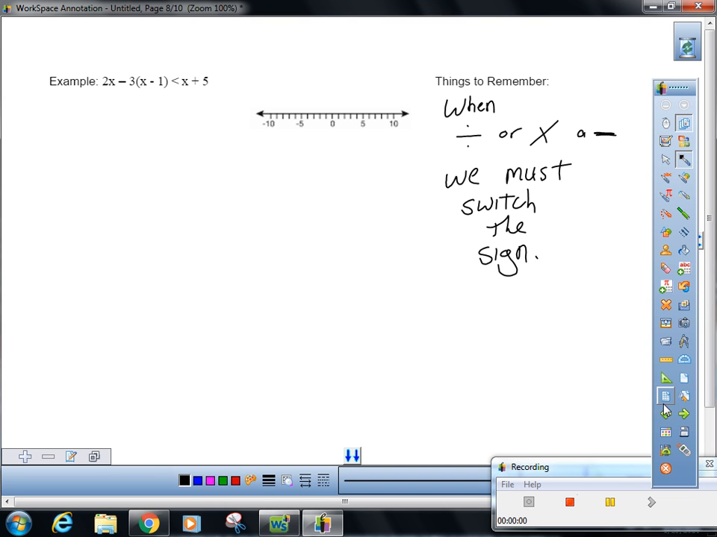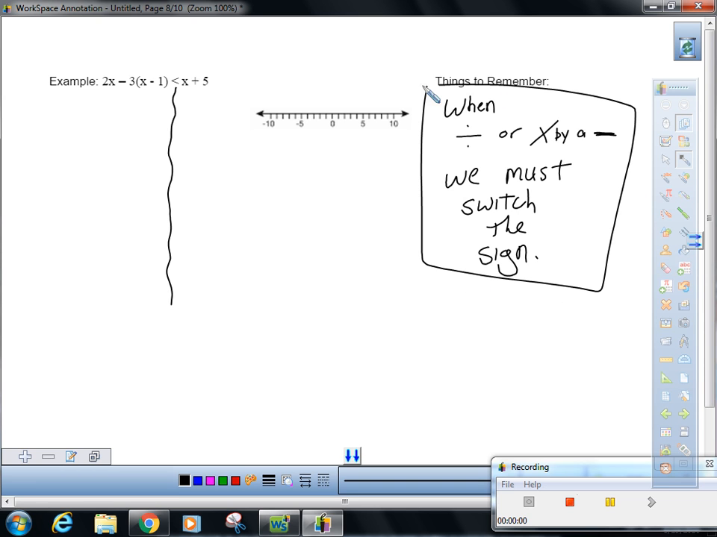Okay? So it's important that you understand the question, why? So, things to remember. When multiplying or dividing by a negative, we must switch the sign. So we want to solve this and graph this. We treat this thing like it's an equal sign, except for this rule. When we come across this rule, then we've got to switch the way the sign's facing.